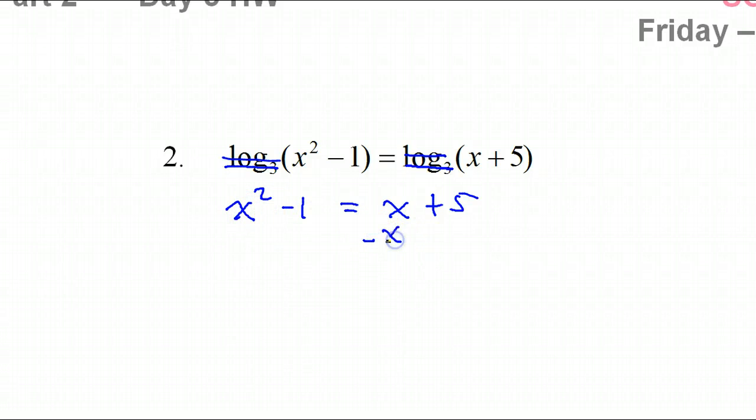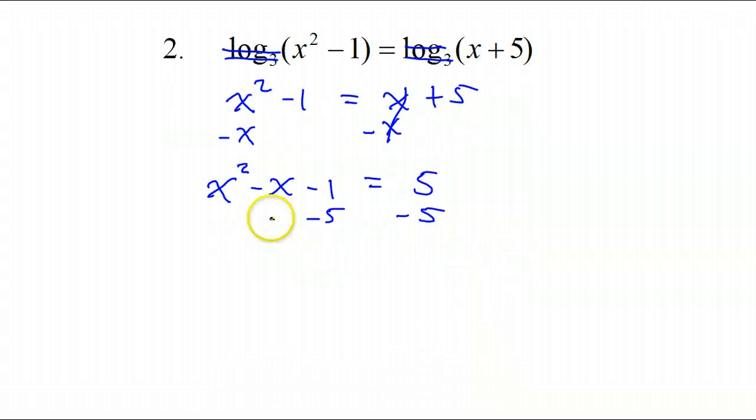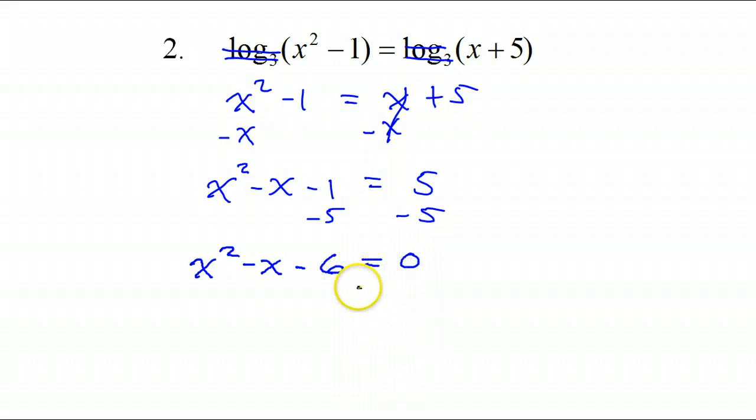So what we're going to do is get everything on the left side of the equation. Let's subtract that x from both sides. Now you can't really subtract x from x squared, so you just write them next to each other. So x squared minus x, and then just bring down your minus 1 equals 5. Now we're going to get everything on the left, so let's subtract 5 from both sides as well. So that's going to give us x squared minus x minus 6 is equal to 0.